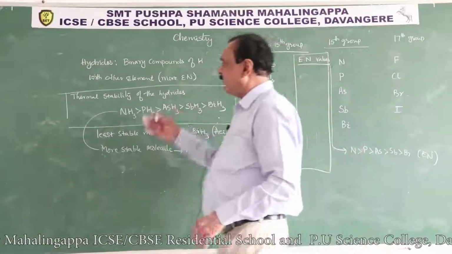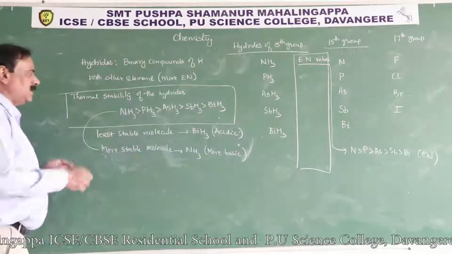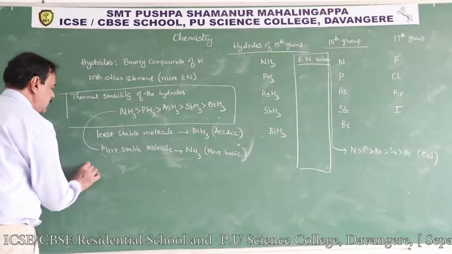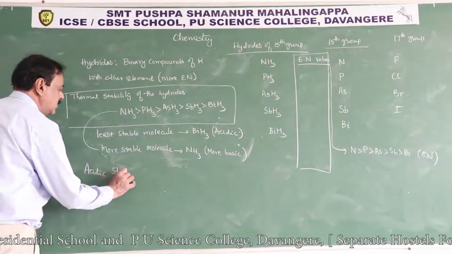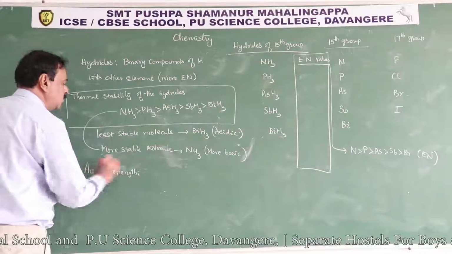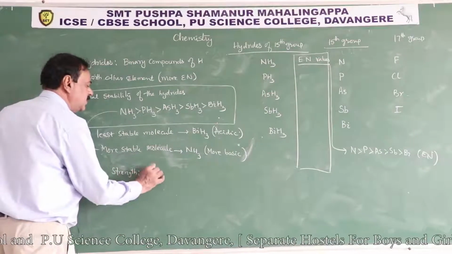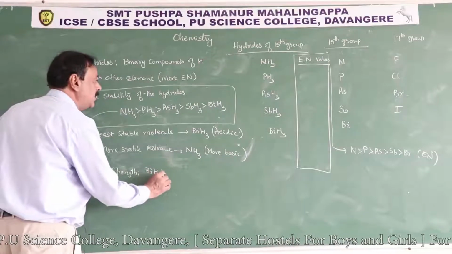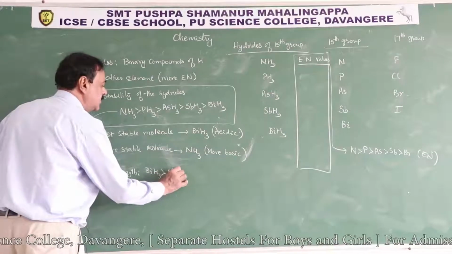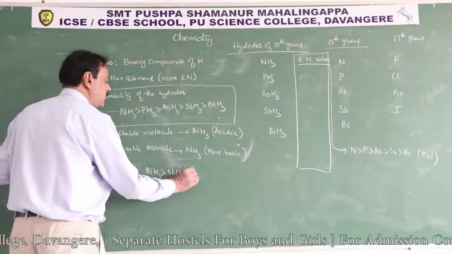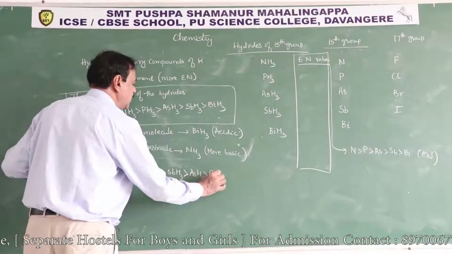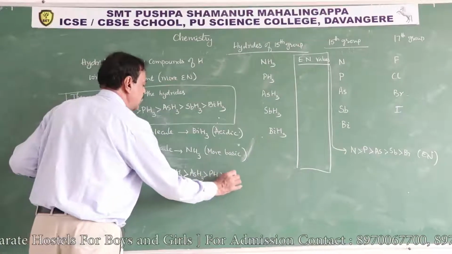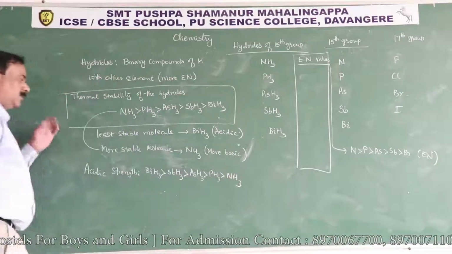Therefore, arrange the following in decreasing order of acidity or increasing order of acidity. With respect to acidic strength of the hydrides of the 15th group, BiH3 is more acidic compared to SbH3, compared to AsH3, compared to PH3, compared to NH3.